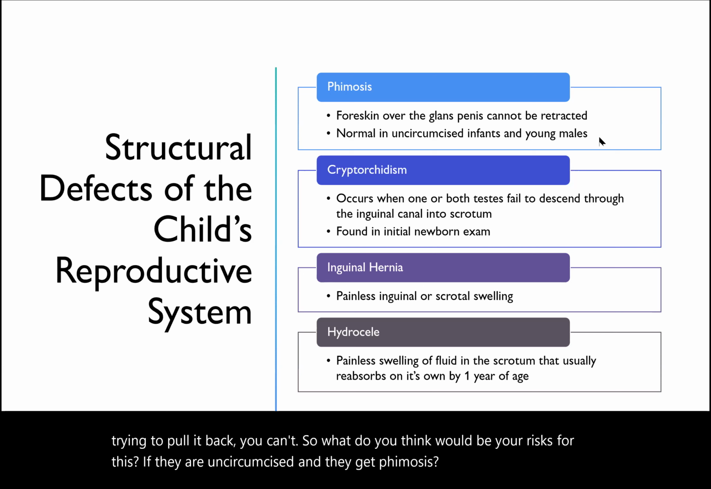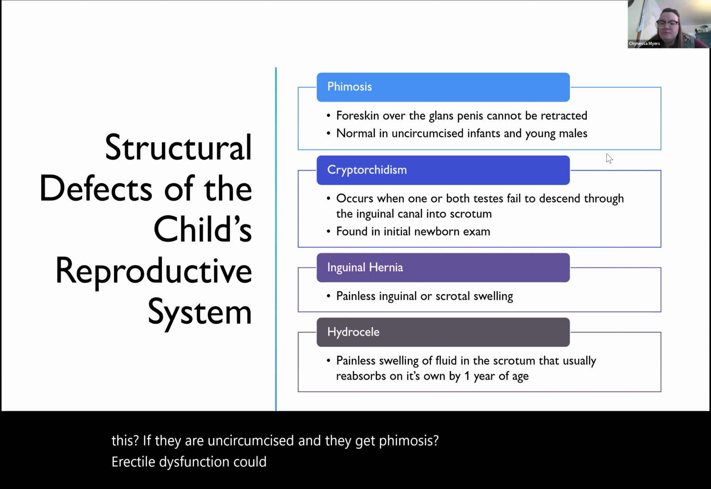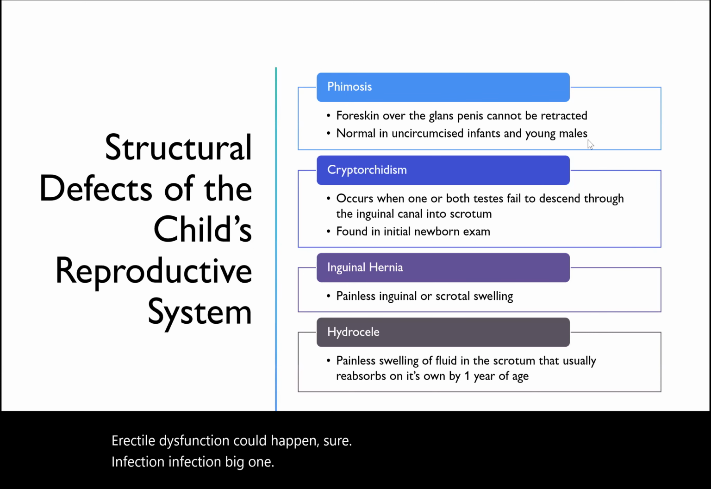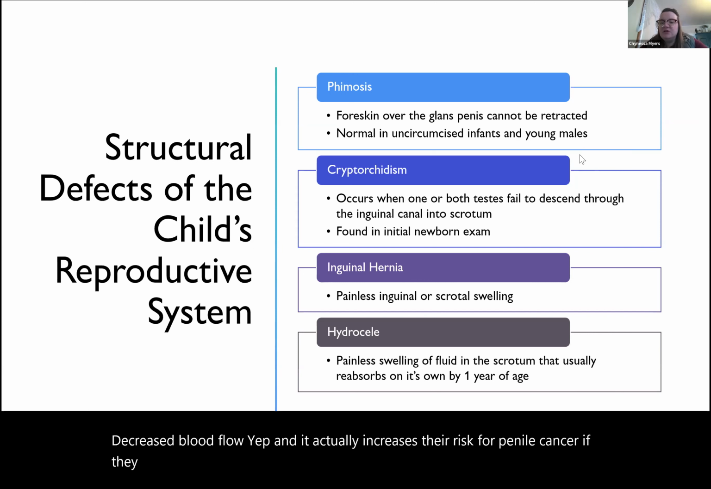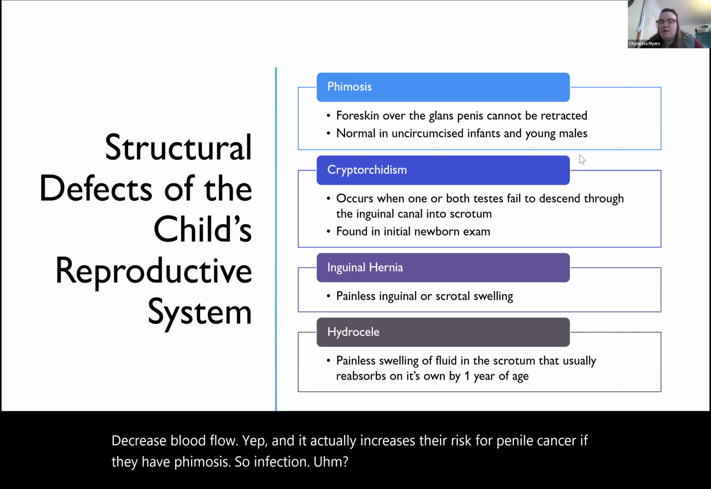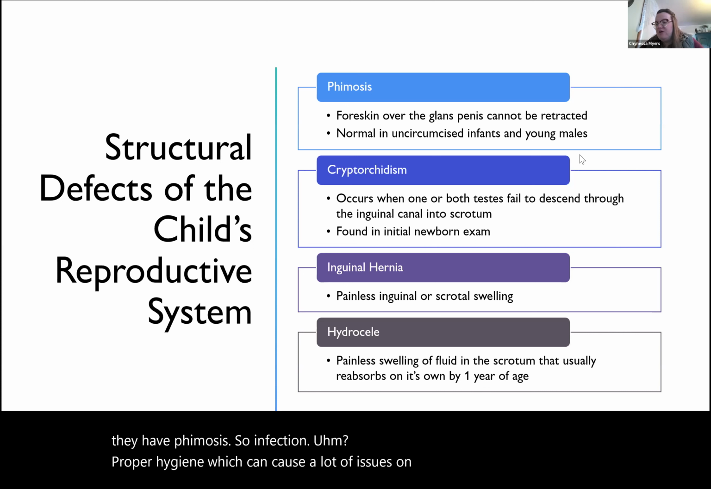Erectile dysfunction could happen, sure. Infection, big one. Decreased blood flow, yep. And it actually increases their risk for penile cancer if they have phimosis. So infection, proper hygiene, which can cause a lot of issues on its own, decreased blood flow, okay?